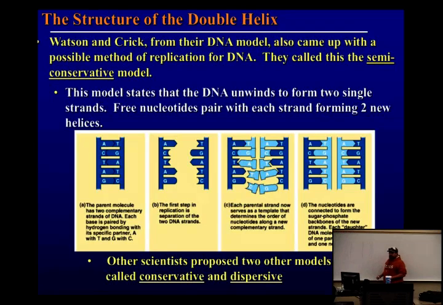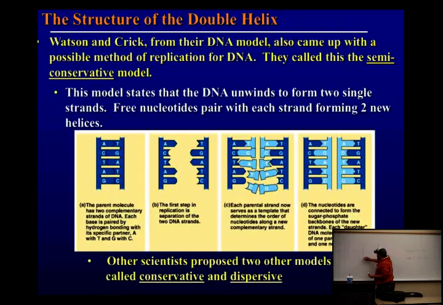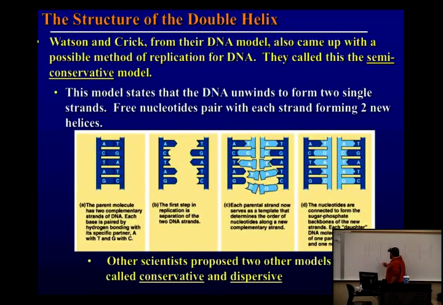Does that make sense? Or you could have the original DNA, and they would separate, right? And somehow it would copy, and this one would go back to the way it was, and they would make a whole new copy. And so this one is called semi-conservative because it conserves half of the original strand.